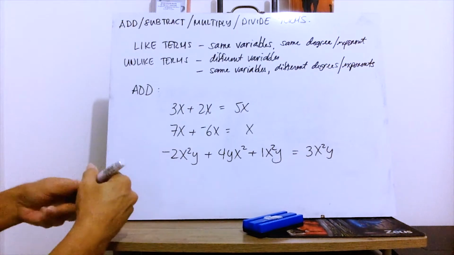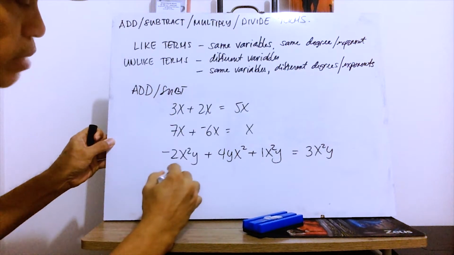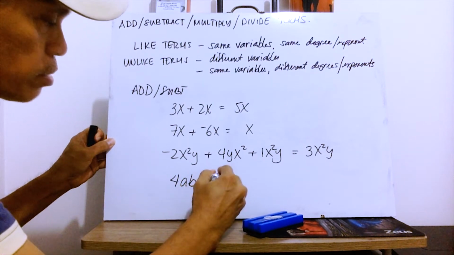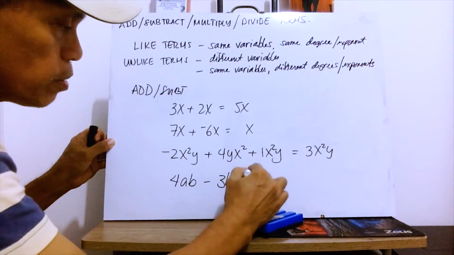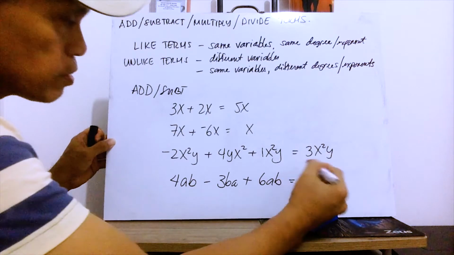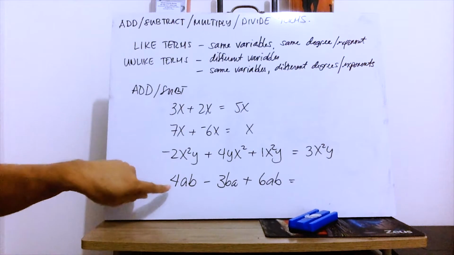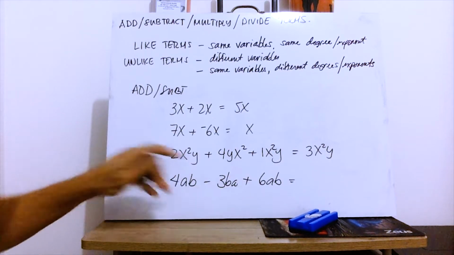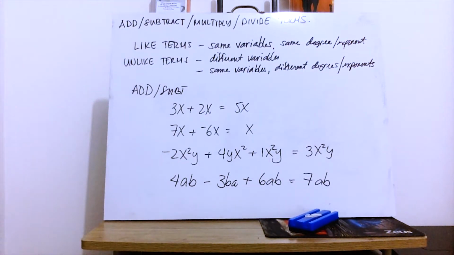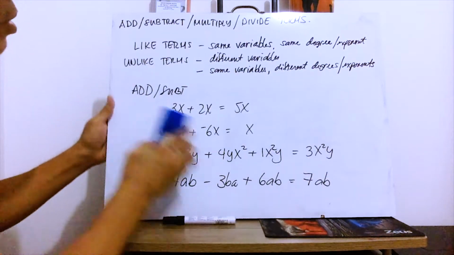Or let's say add and subtract. Why not? Let's add 4ab minus 3ba plus 6ab. There. AB, BA, the same. 4 minus 3, that's 1. 1 plus 6, that gives us 7. Easy, right? That's it. That's how you add and subtract terms.